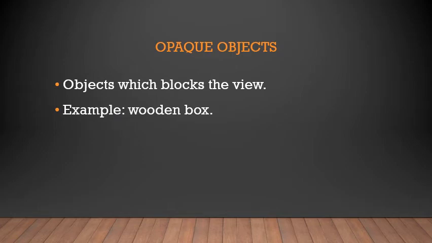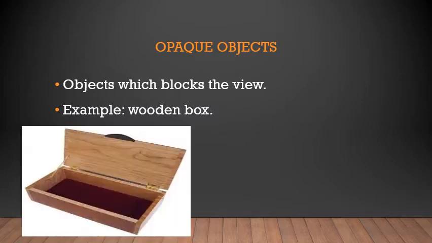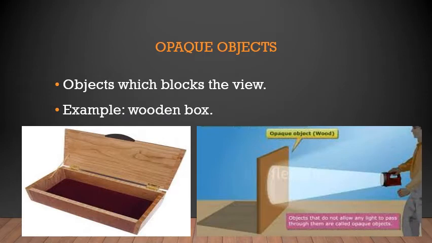Now, on the other hand, there are some materials through which you cannot see. These materials are called opaque materials. OPAQUE, opaque objects. Most of the things are opaque objects, like a book, a phone. You cannot see through those objects. A wooden box, a cardboard. All these things are examples of opaque objects. That means you cannot see through them.